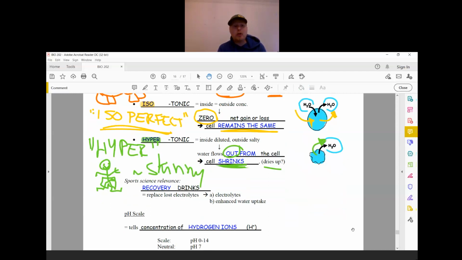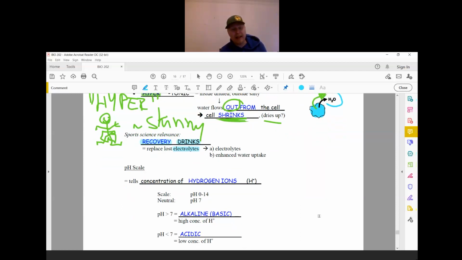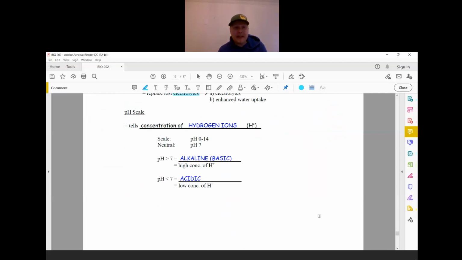That takes us to discuss a little bit about the importance of recovery drinks. Replacing the electrolytes in the drinks is important. And in addition, some of those added materials in those drinks also enhance water uptake. Finally, the final thing to talk about a little bit is going to be our pH scale. So let's discuss the pH scale a little bit.